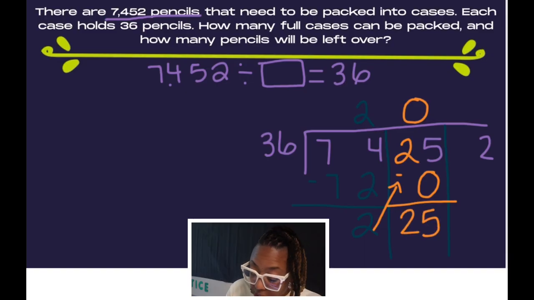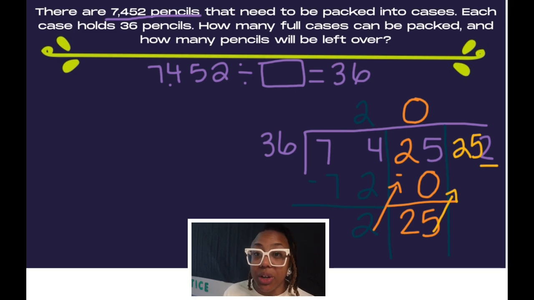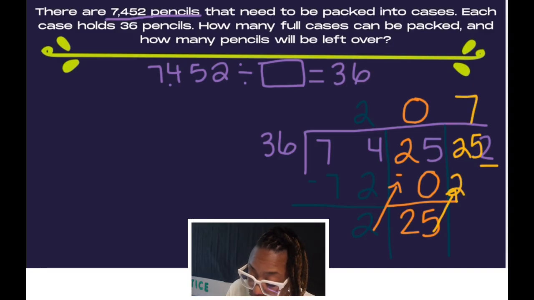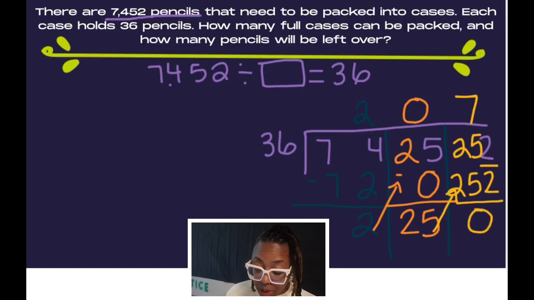So now that 25 is going to be popped up because I still have a digit remaining in my dividend. So the 25 is now being popped and I'm asking myself, how many groups of 36 can go into 252? And that is exactly 7 times. So 36 times 7 gives me 252. When I subtract, I'm left with 0.